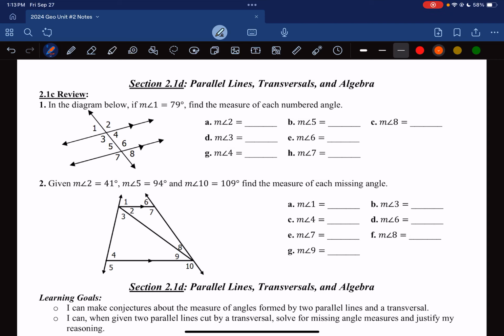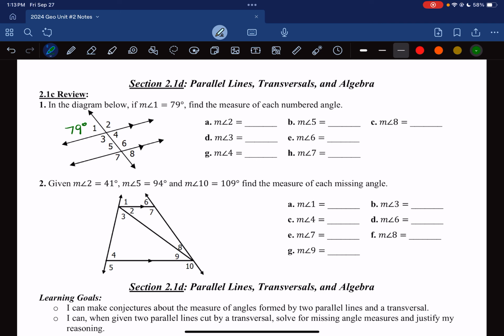Okay, this is section 2.1D, parallel lines, transversals, and algebra. So the first two questions are a little bit of review from last week. In the diagram below, if the measure of angle 1 is 79 degrees, find the measure of each numbered angle. So on your picture, I want you to write in the 79 degrees.